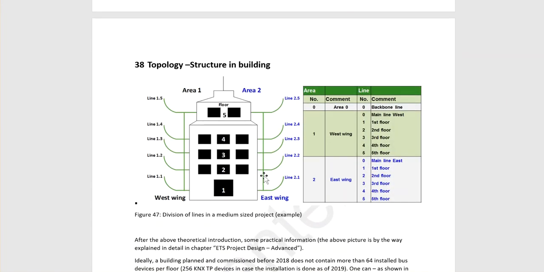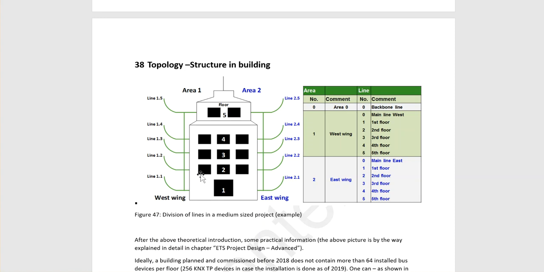Then the book said, according to the physical layout of your project and the number of devices you want to use, and the safety or security concerns, you divide the buildings into areas and lines. So here in the book, there is a sample. You can see this building has 5 floors and a west and east wing. The building is divided into west as area 1 and east as area 2, and each level, each floor, is considered a line.